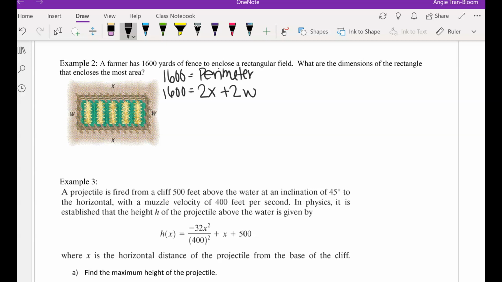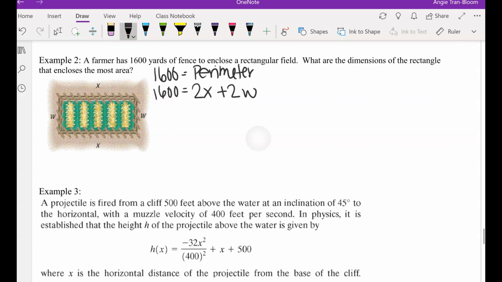Perfect. But I'm not interested in the perimeter. We're looking for the largest area. What is the area formula for a rectangle? X times w. Notice how this question does not ask you to write a model in terms of X or W, so you get to pick. What would you like to write the model in terms of? W. Sounds good. Area in terms of W, and it doesn't matter. Every student's going to be different.